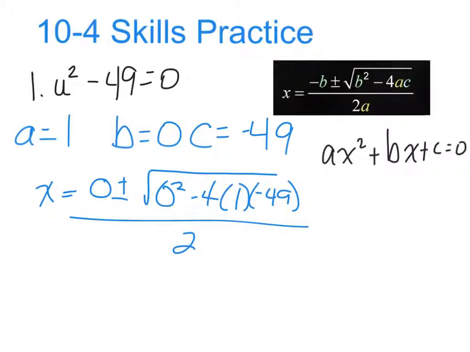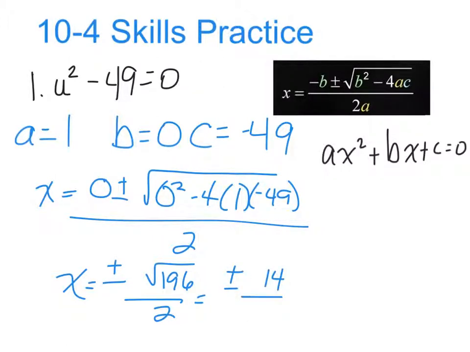Okay, so the discriminant on this one, what's 4 times 49? Is 196. So x equals plus or minus square root of 196 over 2. 196 is a perfect square. Square root of 196 is 14. 14 divided by 2 is 7. So my two answers are going to be 7 and negative 7.